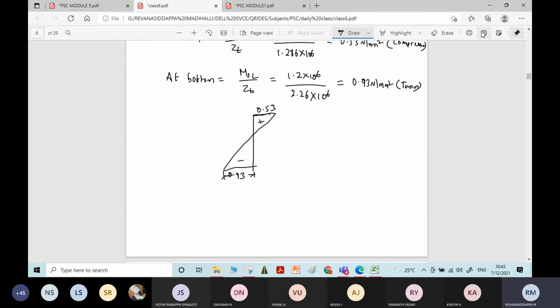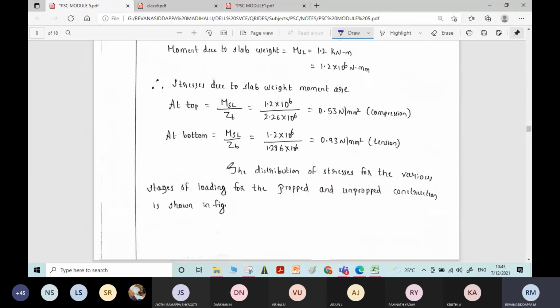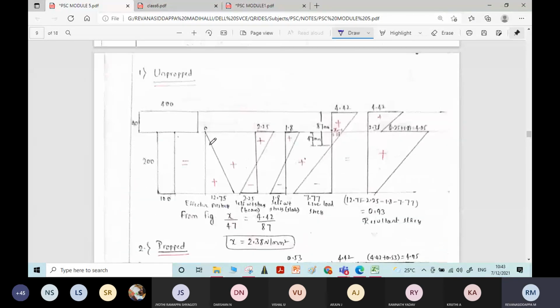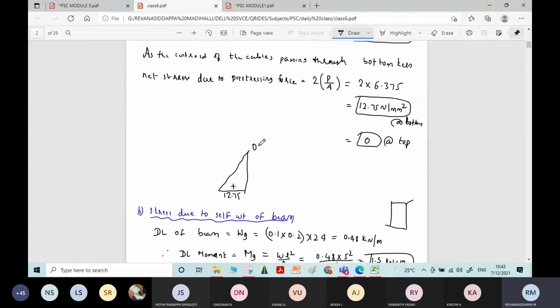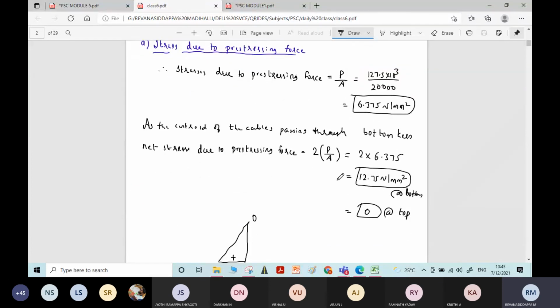So this completes the calculation part. Finally, you need to write the stress distribution diagram. That I will tell you here. Now for the proper case, I have written the stress distribution diagram. I will go with the answers. First is the stresses due to the prestressing force, correct? Stresses due to prestressing force is, at bottom, 12.75 Newton per mm square, at top it is 0.